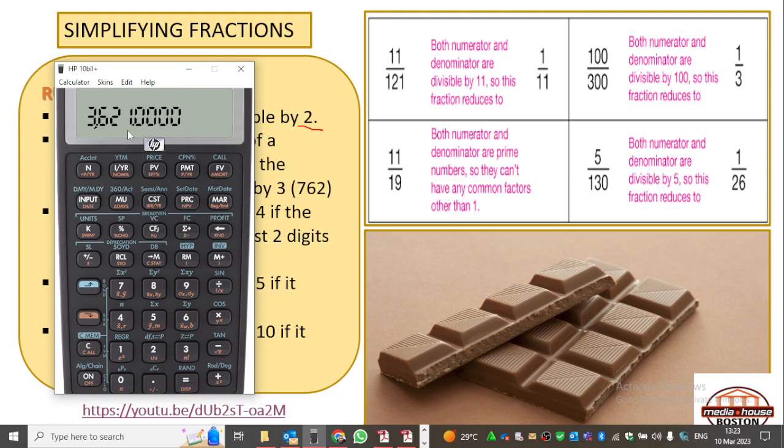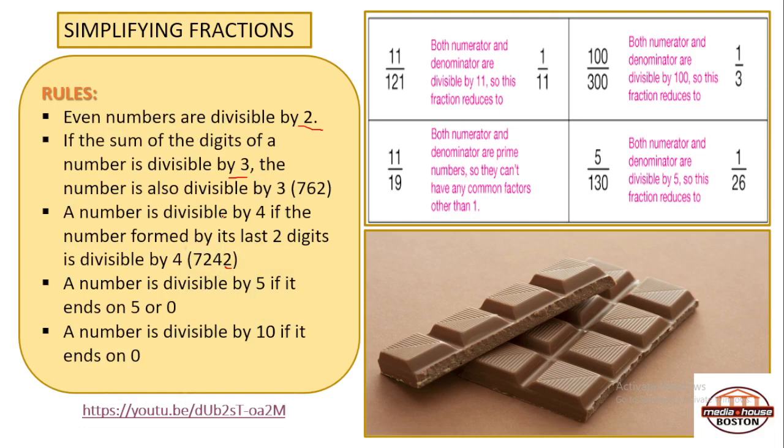So if you take a look, we have got 1 here at the end, and 1 is not divisible by any number, either 3 or 2, meaning that that's the end, the stop of the simplification of that particular number. And where a number is divisible by 5, it ends with a 0 or a 5, meaning that we can simplify a fraction that has both 0 and 5.